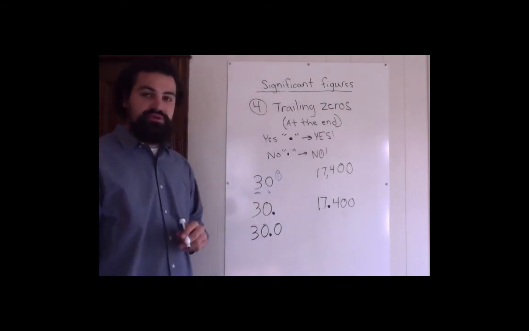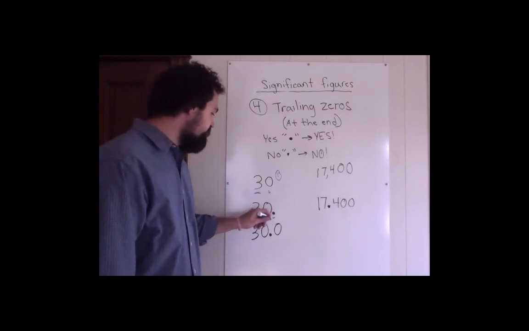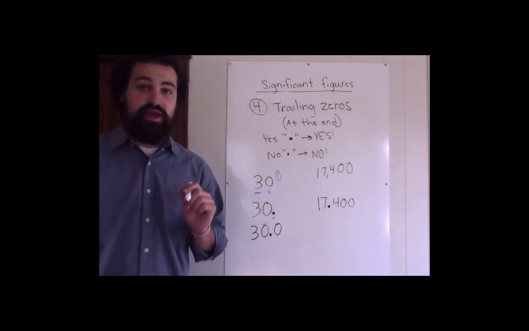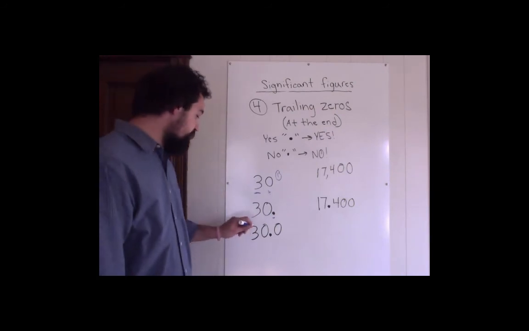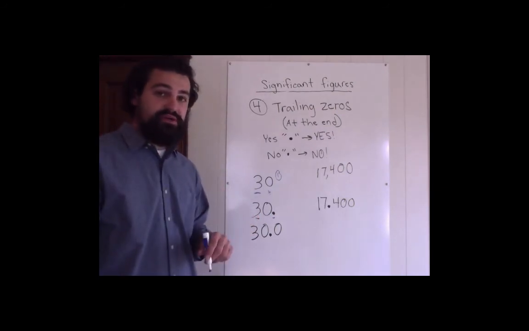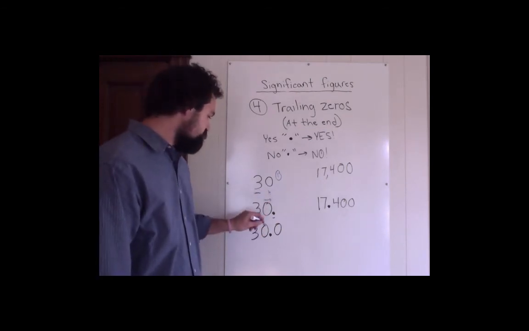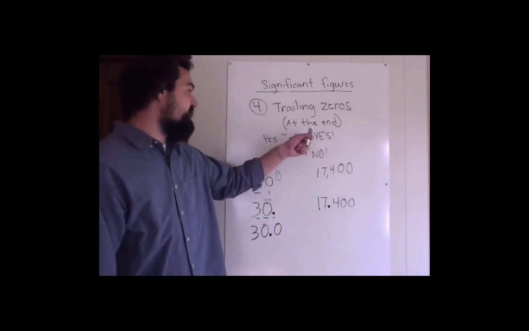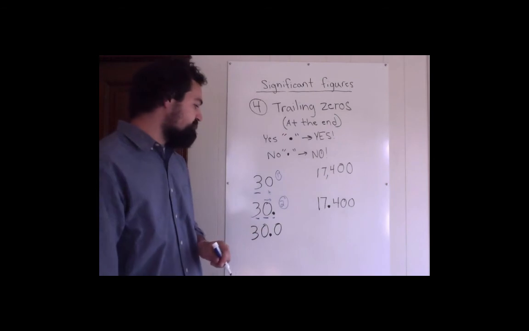Let's look at 30 with a decimal point. 30 point. That's the reason that there is sometimes a decimal at the end of a number. It's to tell you how many significant figures there are. So the 3 is a non-zero, so it is significant. And the 0 at the end is significant because there is a decimal. Yes dot yes. So 30 point would have two significant figures.